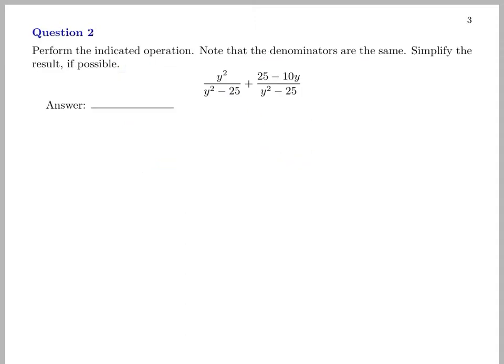In question 2, we have to add these two fractions, and they have the same denominator, so we just have to add the numerators. So we're going to get y squared plus 25 minus 10y over y squared minus 25. And I'll rearrange the terms in the numerator.